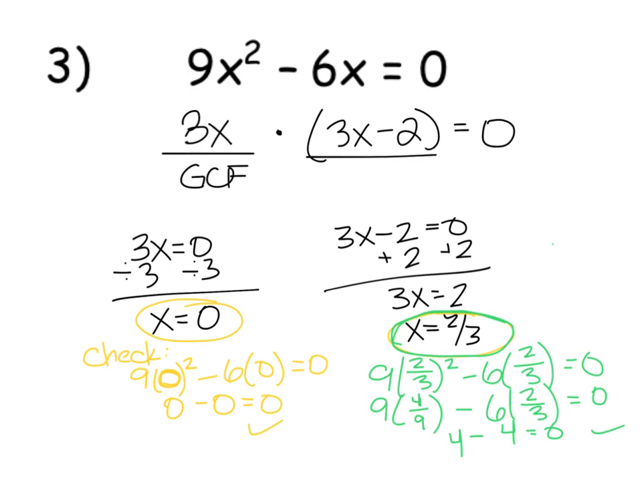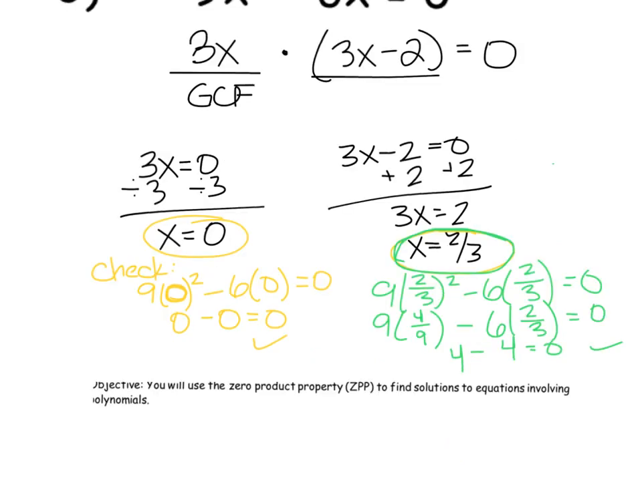So our objective today was to use the zero product property to find solutions of equations involving polynomials. We have learned that in order to use the zero product property, we need to make sure that we are in factored form, that we are multiplying two things together, and that we have a product of 0. So we need to have 0 on one side of the equation and two factors that multiply to 0 in order to solve using this method.